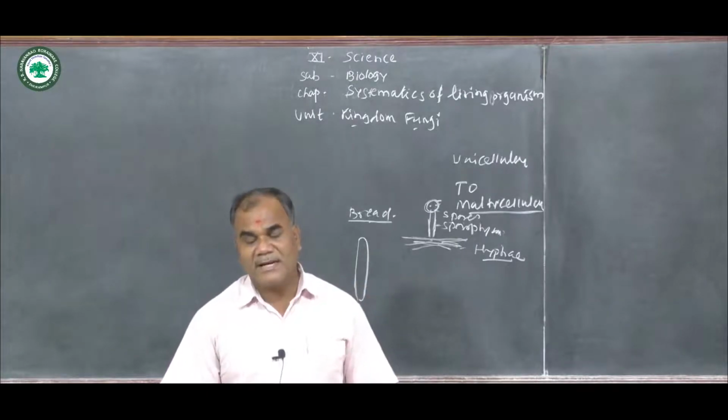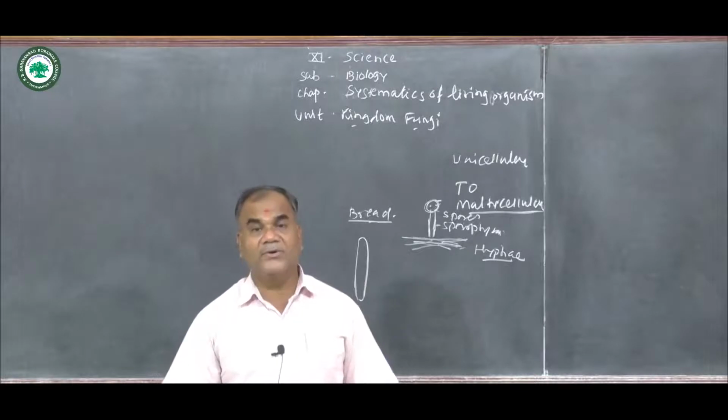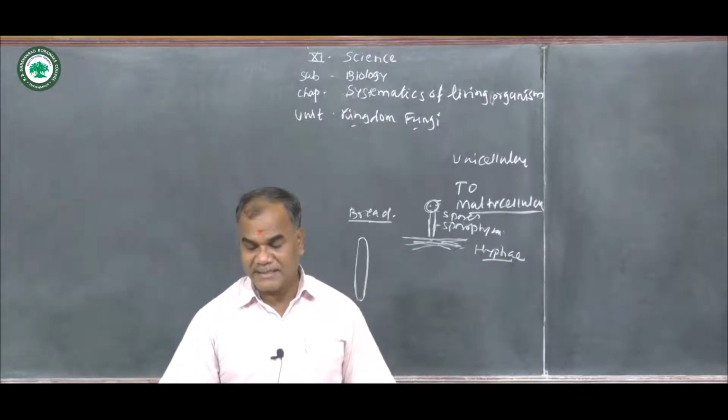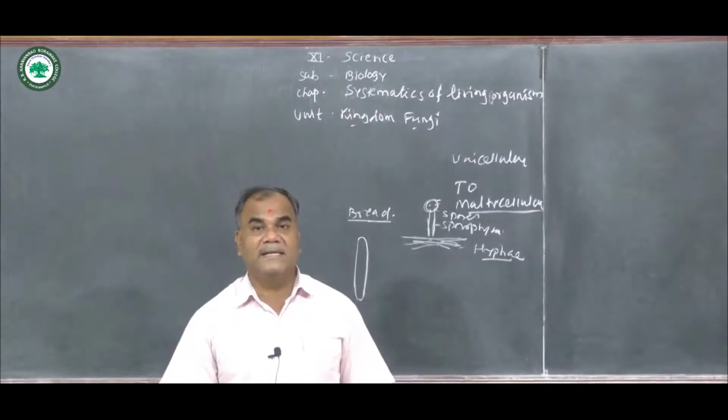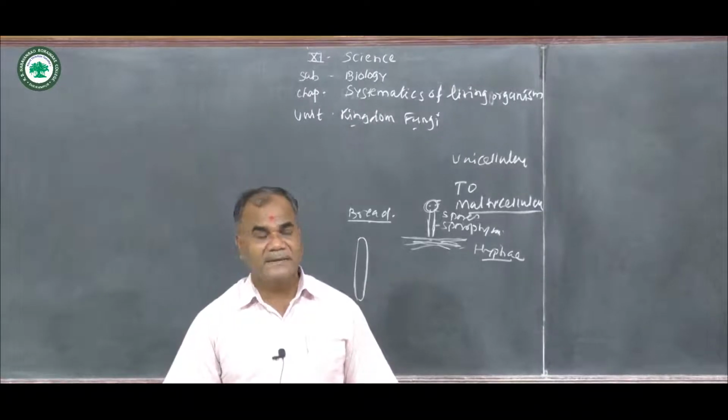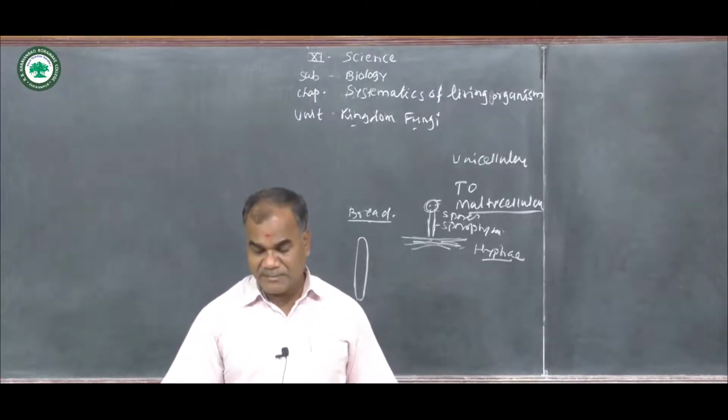Most fungi are saprophytic. They grow on dead and decaying matter. Some are parasitic as well as predators.